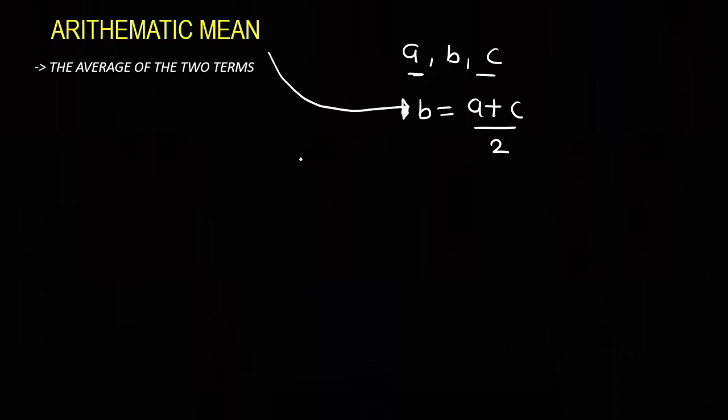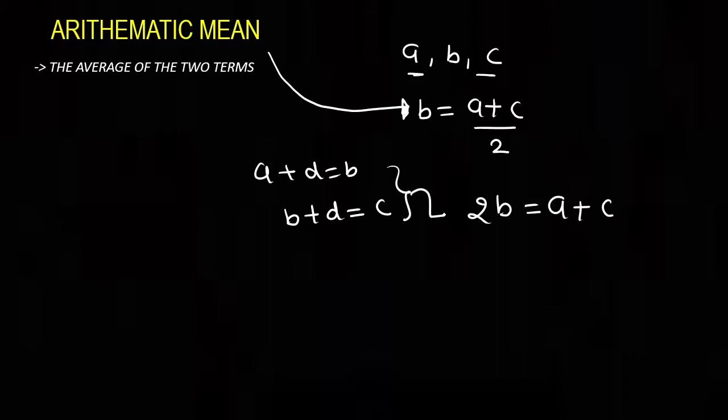We know that a plus d is equal to b, and b plus d is equal to c. So we can say that 2b is equal to a plus c. From these equations we can say that b will be (a plus c) by 2. You can prove it in this way also.